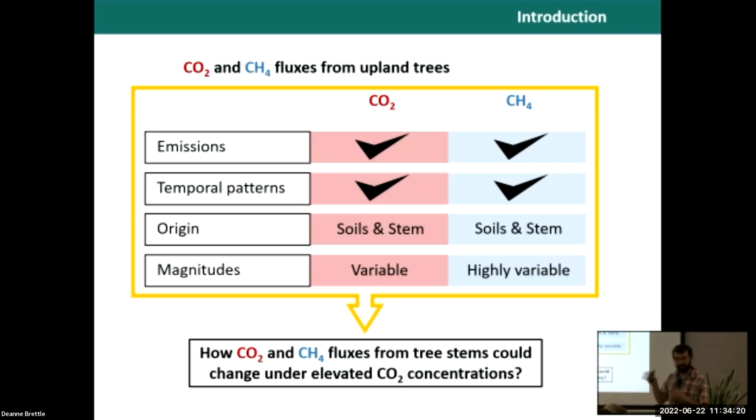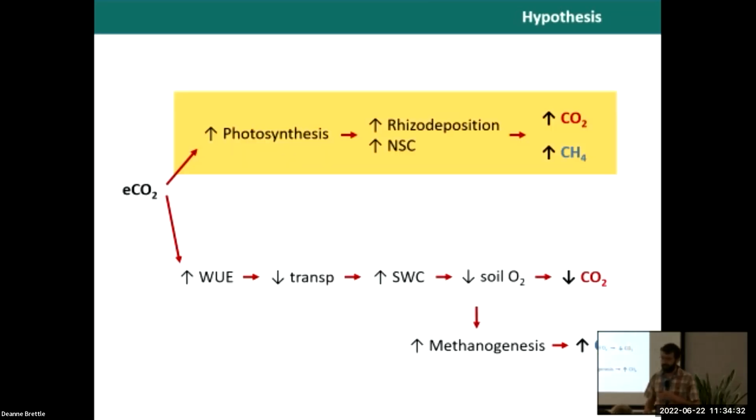So the goal of my experiment at BIFoR phase was understanding how the emission, the temporal patterns, the origin, and the magnitudes could change under elevated CO2 conditions. So the hypothesis here was, okay, if we have elevated CO2, then we may have higher photosynthesis rates. If we have more photosynthesis, then we may have more rhizodeposition and non-structural carbohydrates, which may spin up the carbon cycle. So we may have higher carbon dioxide and methane fluxes from tree stems.